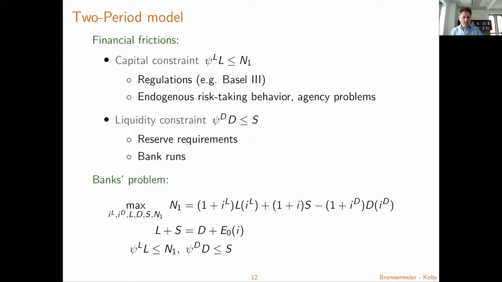So the loans plus the safe assets on the asset side are equal to deposits plus the equity. Of course, when the policy rate changes, this is affected as well. And then we have these two constraints. That's a capital constraint, and that's a liquidity constraint. So that's the bank's problem. It's a simple problem.